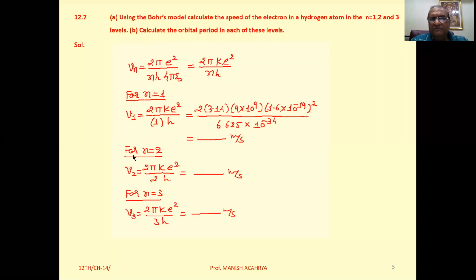Then after, for n equal to 2, n equal to 3, now directly you can use this answer of v1, because v1 is 2 pi k e square by h. So this particular portion 2 pi k e square by h, that you can write as v1. So you can write v2, that is v1 by 2.